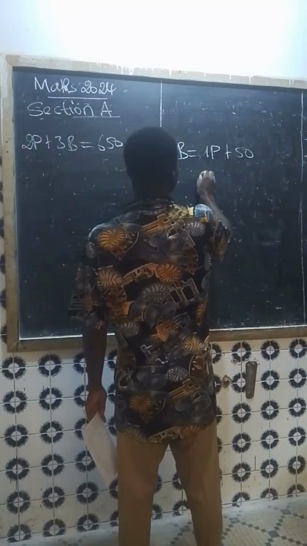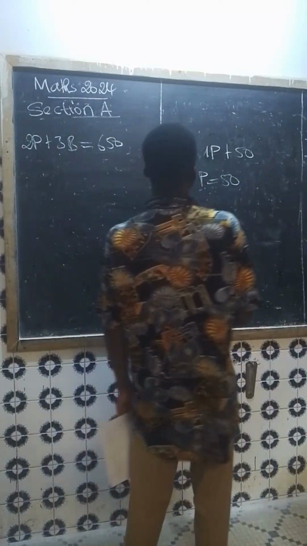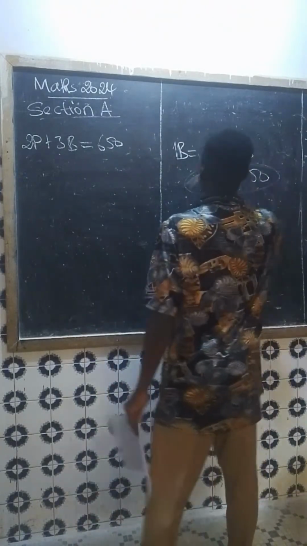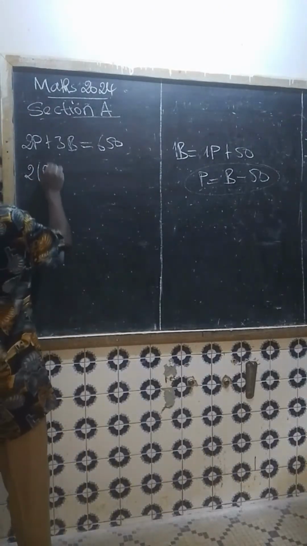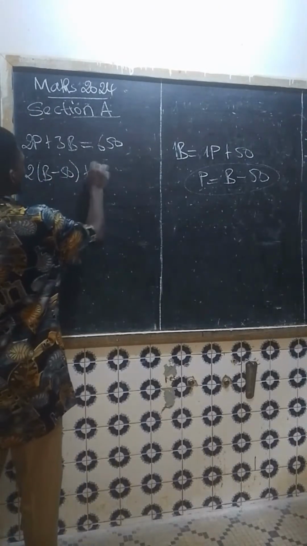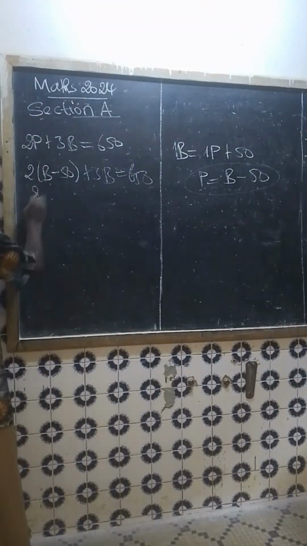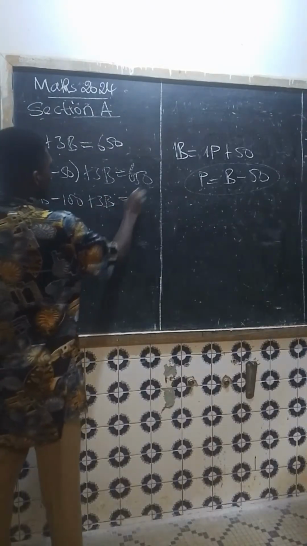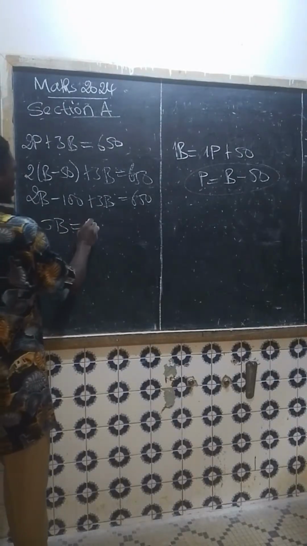Yes, sir. So here, we need to rather make P subject. We have book B minus 50. Is that true? Yes, sir. Good. So we'll put 2 into B minus 50 plus 3B equal to 650. Now 2B minus 100 plus 3B is 650. This now 5B equal to what?